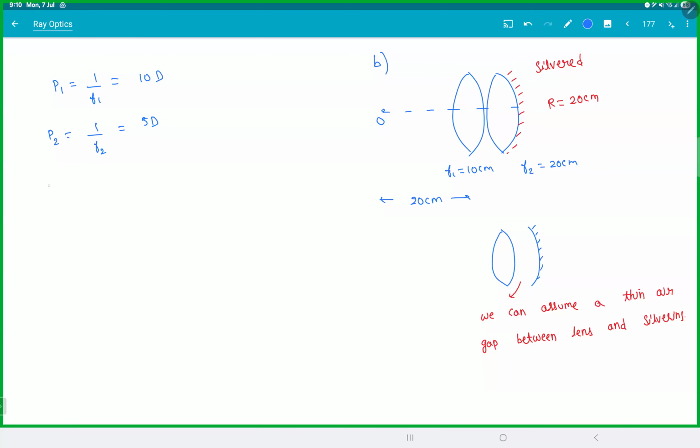Focal length of the mirror, radius is minus 20 centimeters. Remember, it's a concave mirror. The focal length is minus 10 centimeters. So power of the mirror is minus 1 by fm. So be careful with the signs. Concave mirror is converging, power has to come positive. That's one way to remember. Plus 10 diopters.